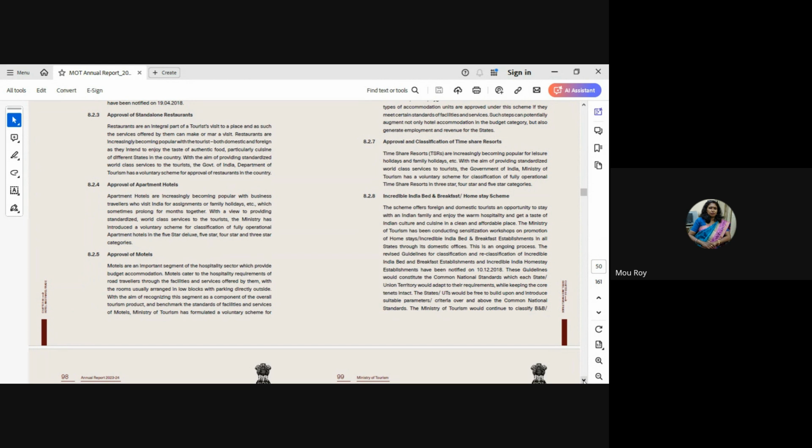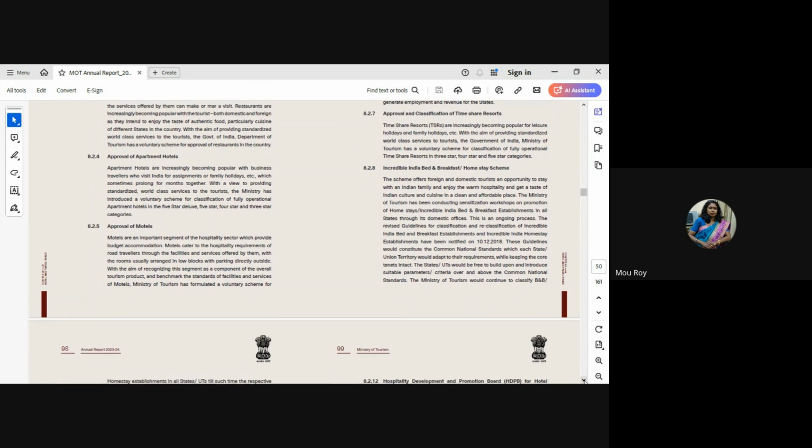They have a very standardized process, with minimum facilities and services being provided to the guest. Usually the services these operational apartment hotels provide are at par with any 3 to 4 star hotels in India.